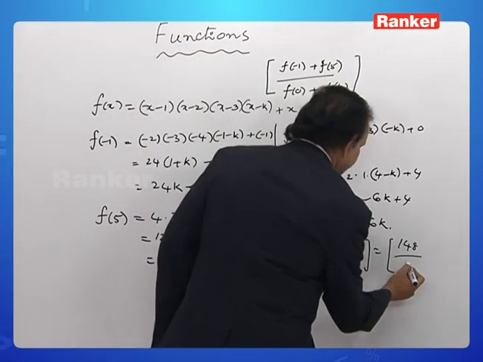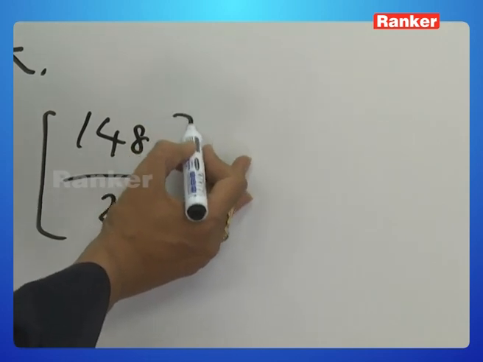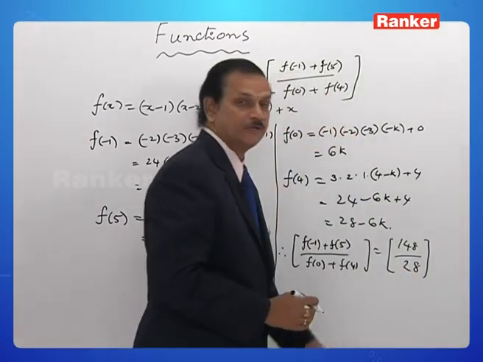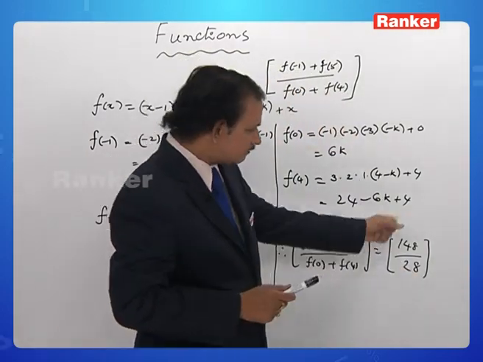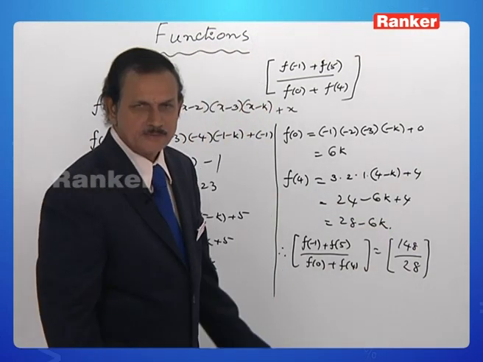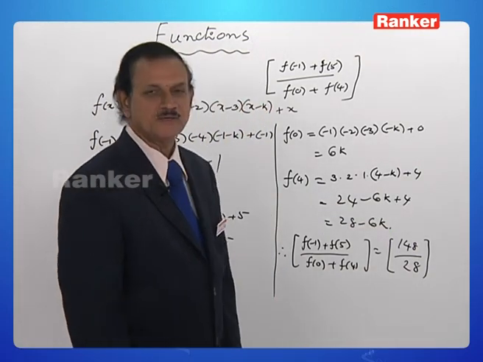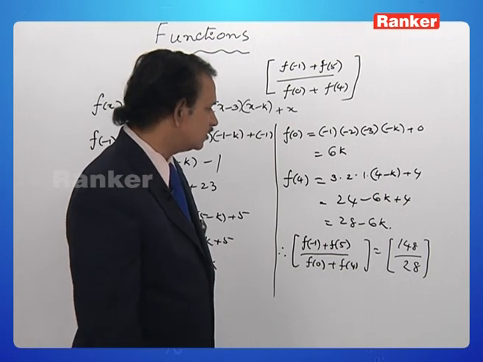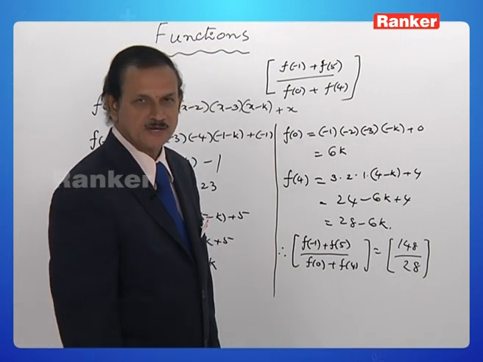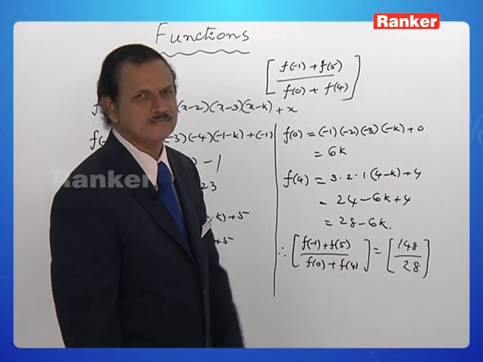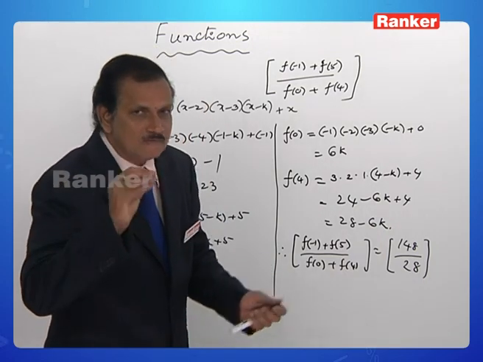That is 28. We don't want the actual value. We want to have the integral part of that value. And everybody knows that 148 by 28 means 28 goes 5 times, 5 28s are 140. Beyond that some 8 remains. The integral part is 5.